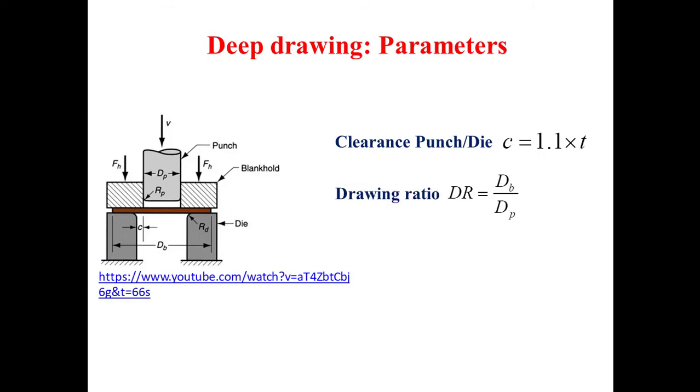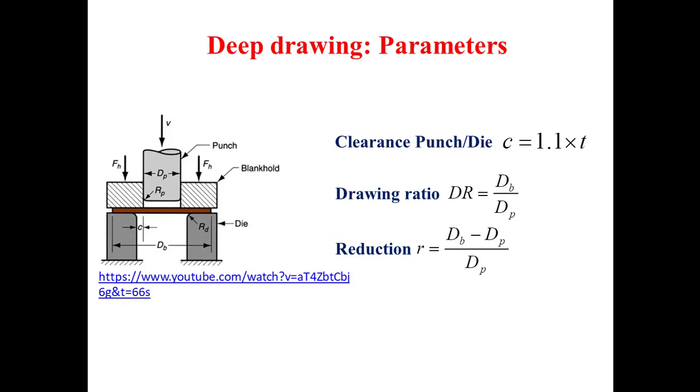There is also the drawing ratio between the diameter of the initially flat blank and the diameter of the punch. And during the deep drawing process, we define the reduction R, which is equal to the difference between the diameter of the initially flat blank and the diameter of the punch, divided by the diameter of the punch. These parameters will permit to properly carry out and evaluate the deep drawing process.